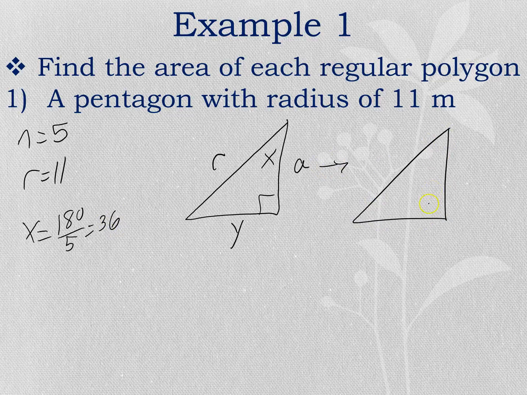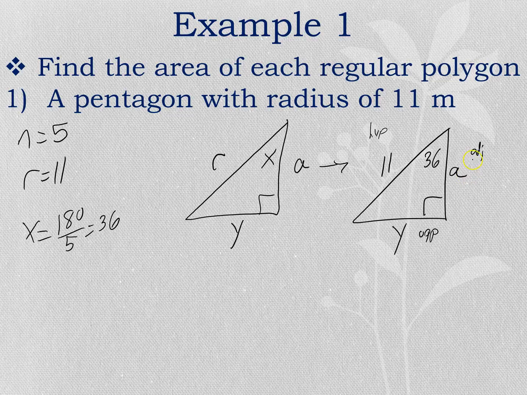So we have this right triangle setup, where we have the r is 11, this angle is 36. We need to solve for the apothem and for this y value. Now, since the 11 is the hypotenuse, a is our adjacent, and y is our opposite side, we need to set up two different trig ratios. One ratio to solve for a, one ratio to solve for y.